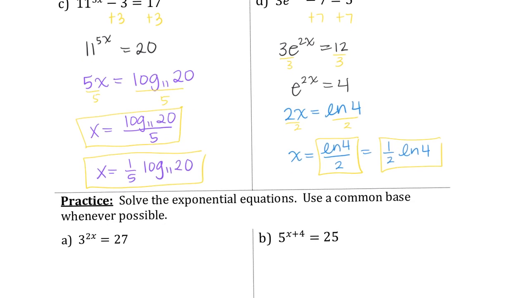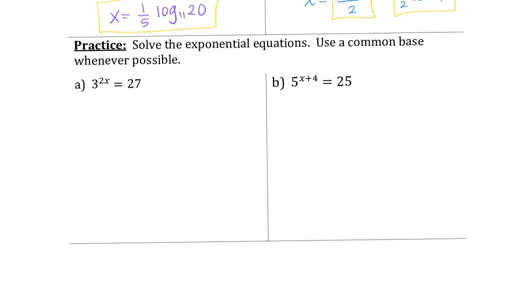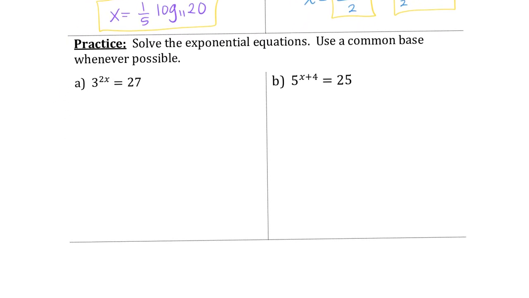Now the practice is going to be mixed up. So you're going to try to write it with a common base, but if it doesn't work, you're going to have to do it the other way. I'm going to do the first one to remind you, and then you're going to pause the video and try them. For A, it says 3 to the 2x equals 27. Can I rewrite 27 with a 3? I for sure can, because that's 9 times 3, 3 times 3.